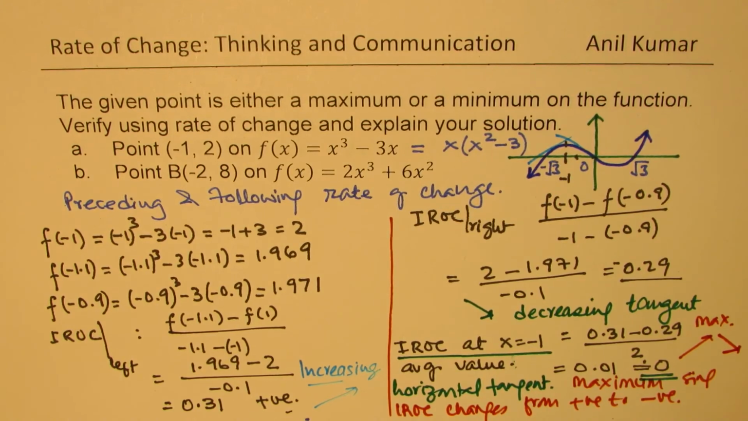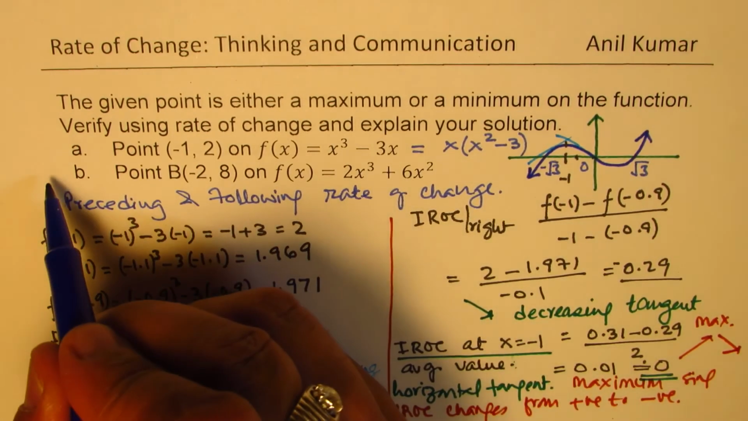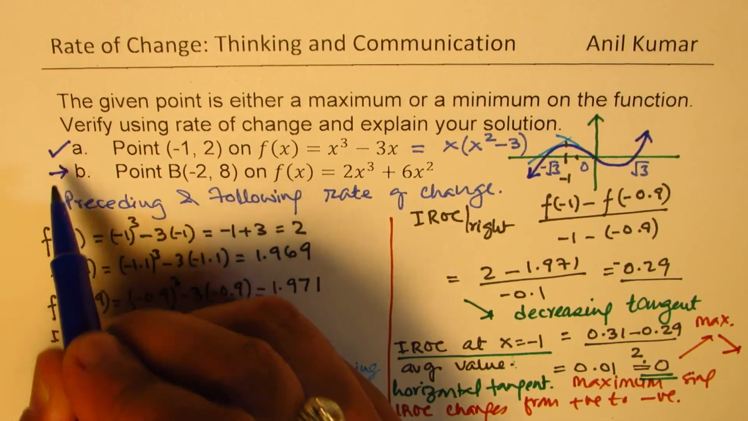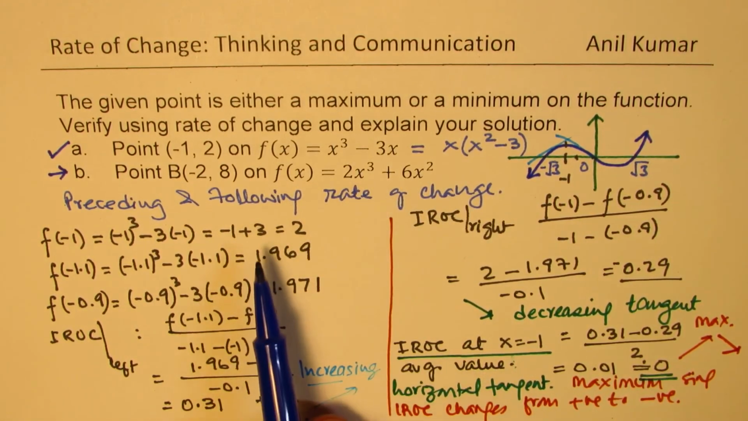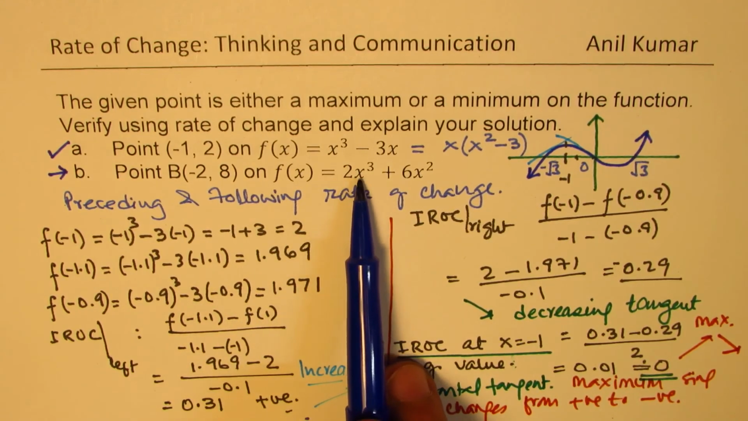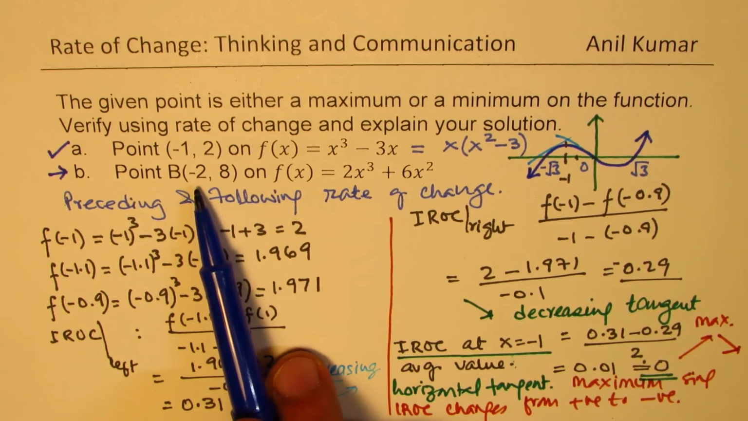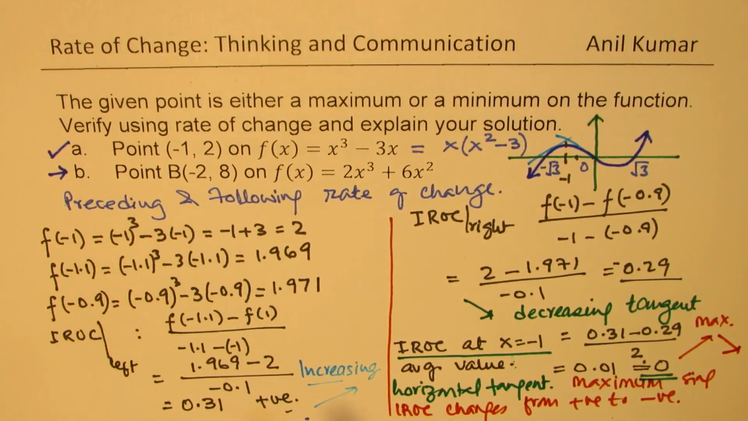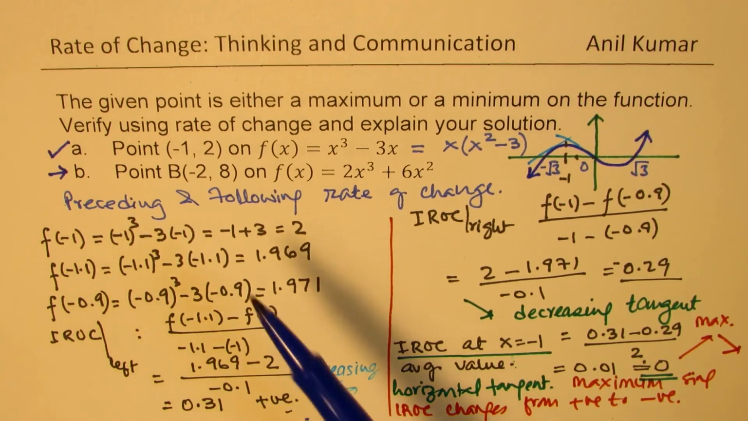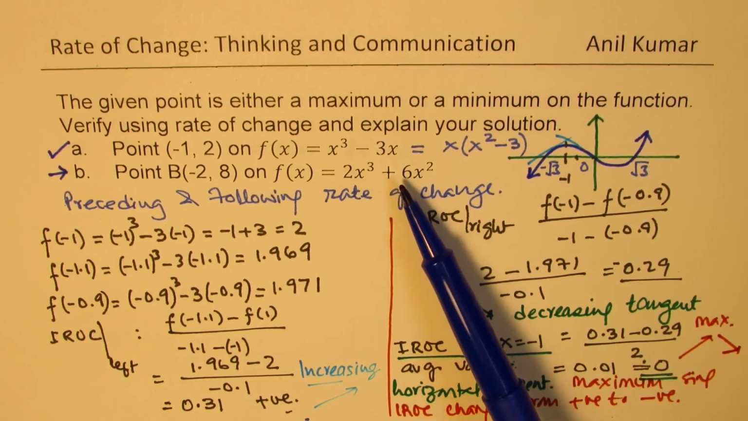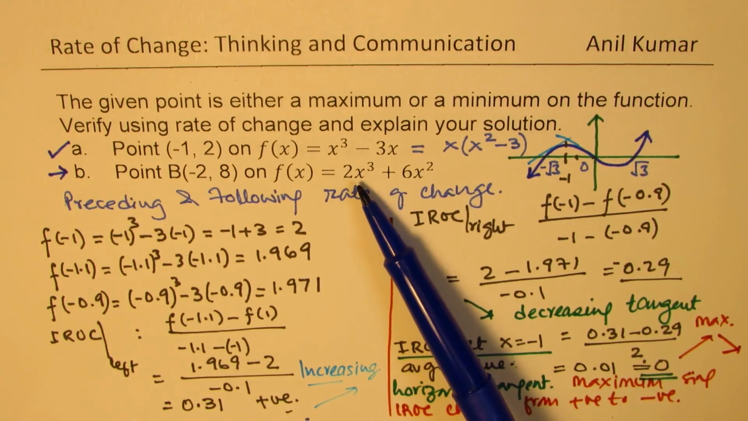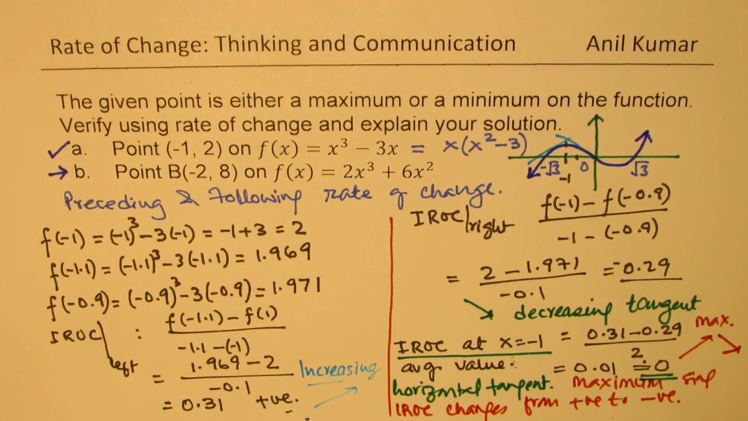Now based on this, I'd like you to pause the video. We've already done A. I'd like you to do the same example. There's hardly any difference here. The calculation should be made as per the values given. The point is also at negative 2, so almost the same calculations. So I'd like you to perform these calculations and verify that there indeed is a local maximum at this point, right? Which is minus 2, 8. Perfect. So here we can end the video.